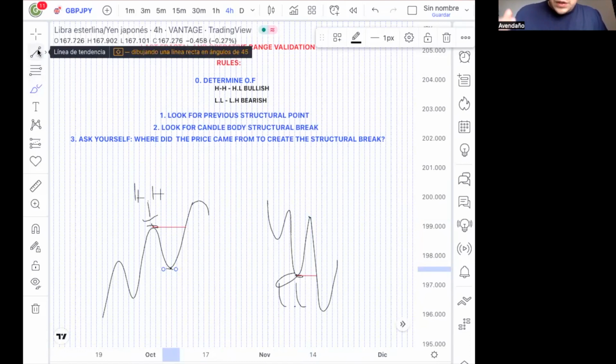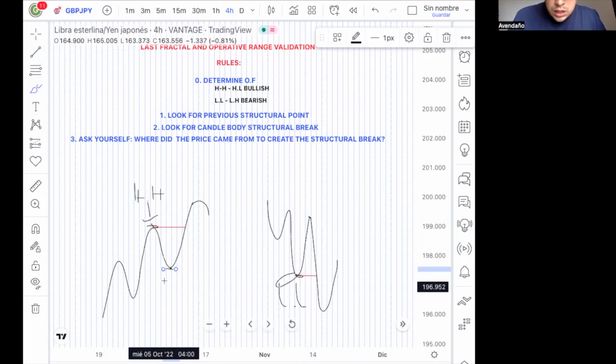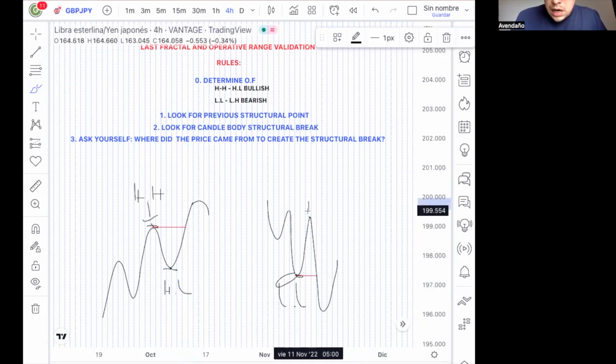So in this case, if we are in a bullish structure, we will be seeing our higher low right here. And this might be our lower high. Perfect. Now, let's go to rule number 4.